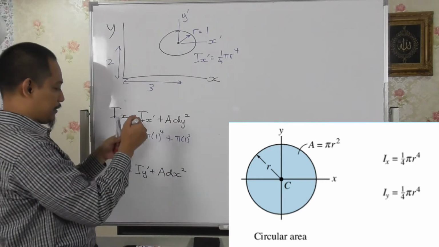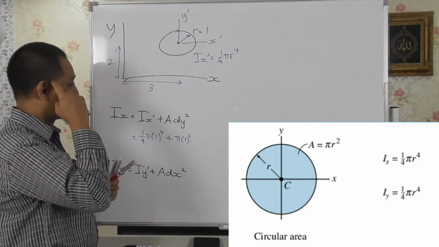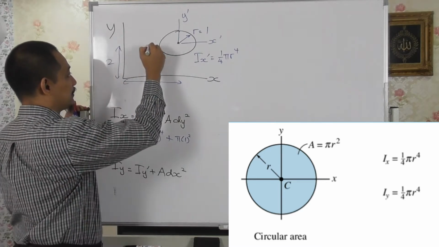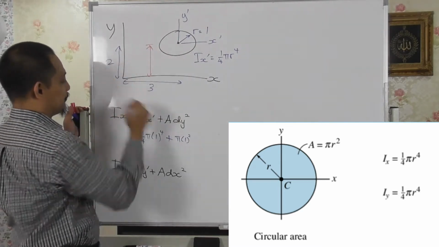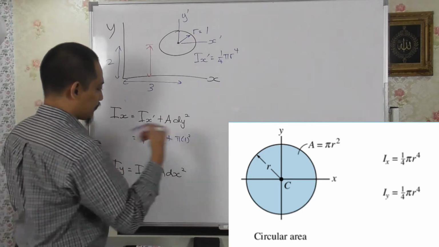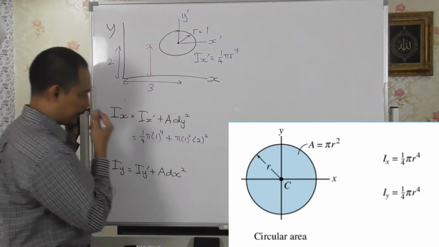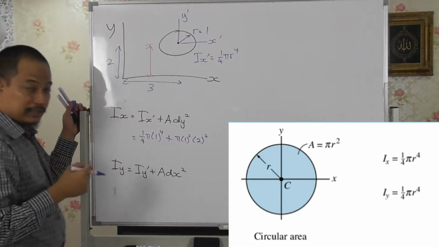And then what is dy? Dy is again the distance between x and x wave. So this distance is what? It's straight 2, right? So you have 2 square. Okay, hopefully you still follow.